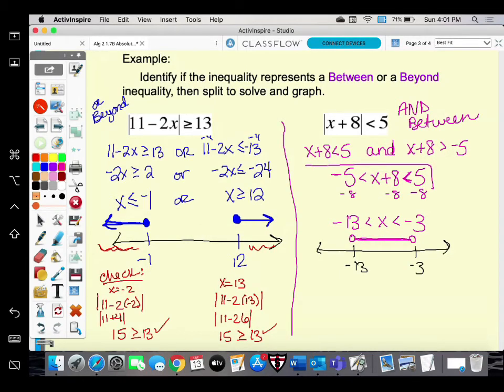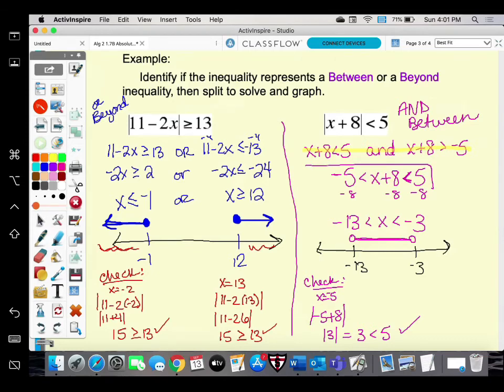Okay, to check this, again, we only want to choose a number that's inside the shaded region, so we could check something like -5. Let's check out -5. -5 plus 8 is 3, the absolute value of 3 is 3, which is less than 5. So it all checks out there. If you're more comfortable with this method of writing the "and" statements, you certainly can do that. I just have a preference for the other one.